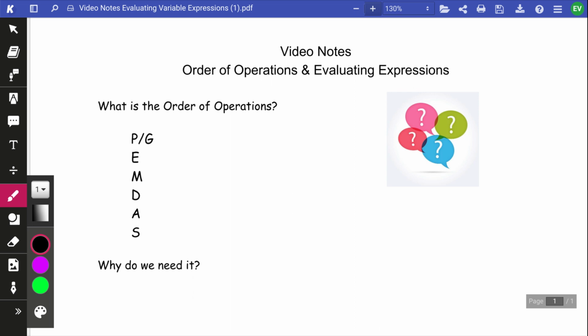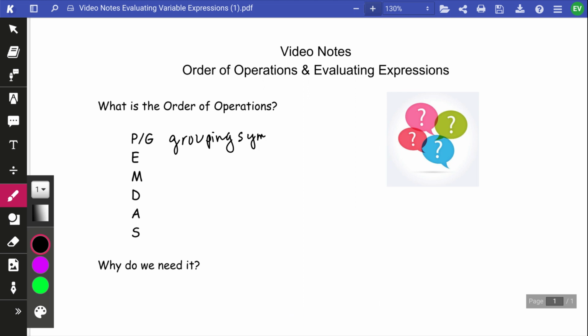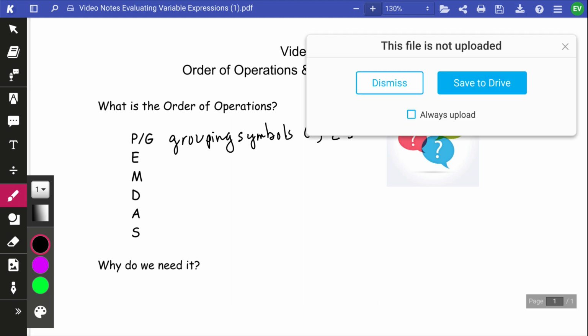In this video, we're going to review the order of operations and evaluating expressions. First of all, what is the order of operations? Well, a lot of people refer to it as either PEMDAS or GEMDAS. The P or G refers to grouping symbols. So grouping symbols are your parentheses or brackets or things like that. The fraction bar is another thing.